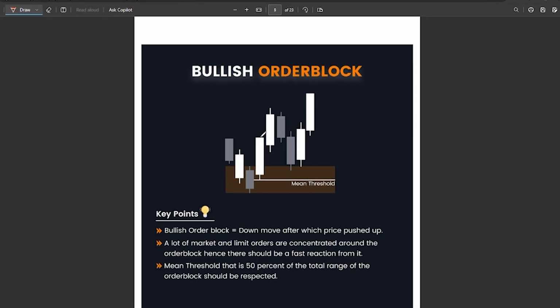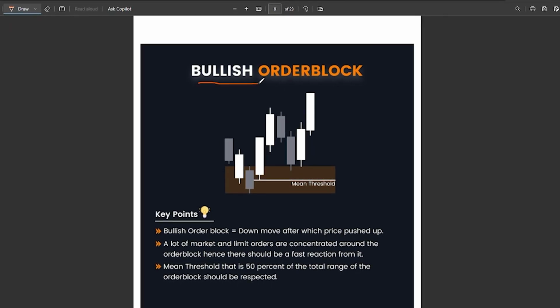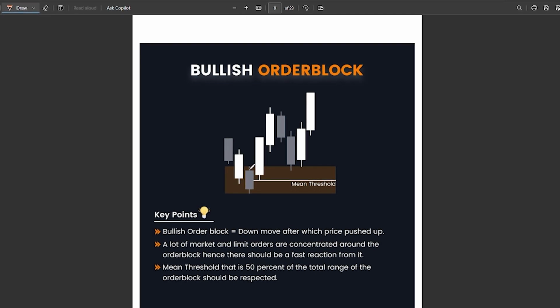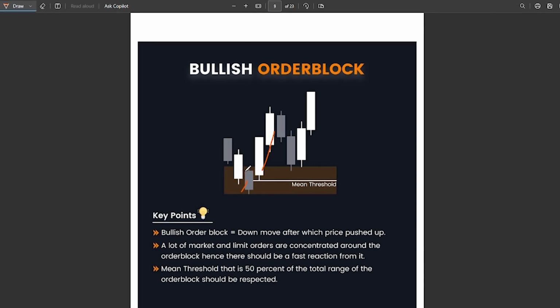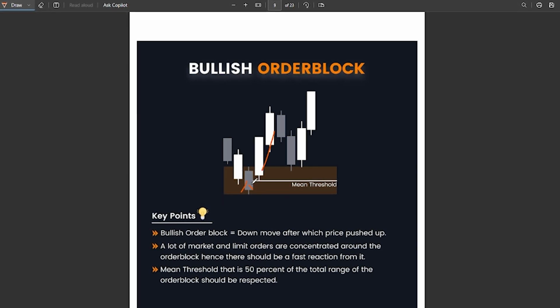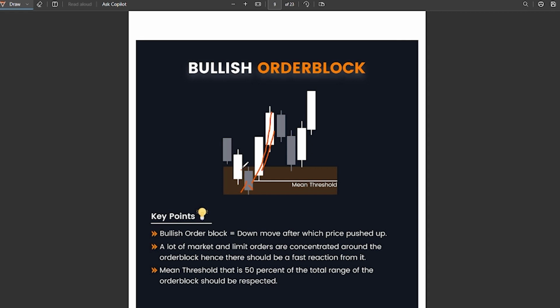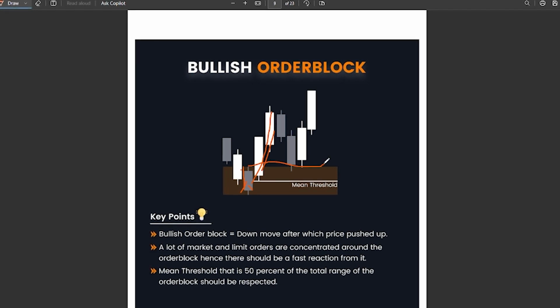So now let's move to a third type of order block, that is bullish order block. A bullish order block, simply put, is a down candle before a significant up move. So here you can see this was the down candle, after which we had a significant up move. So this could be considered as a bullish order block.